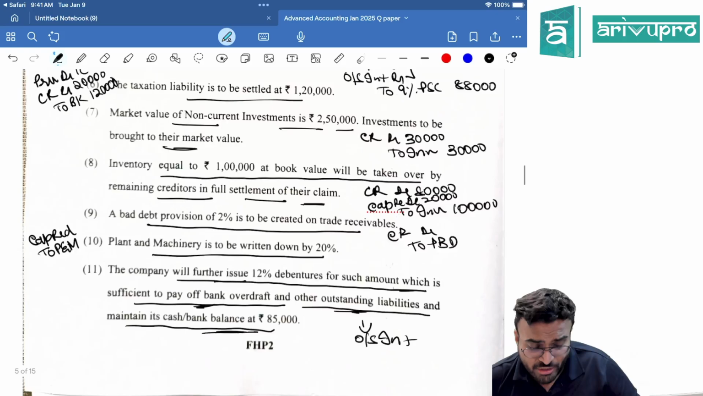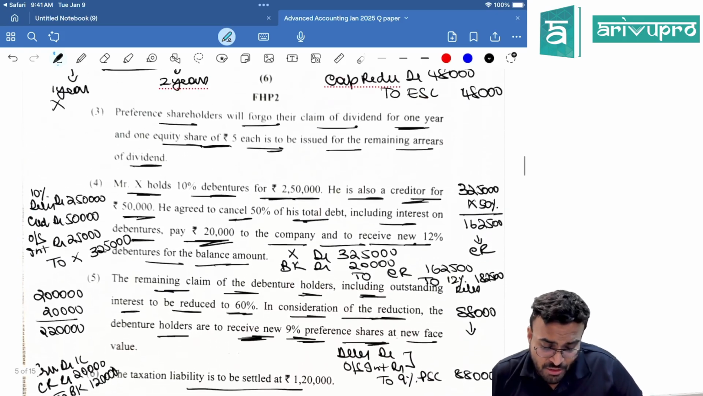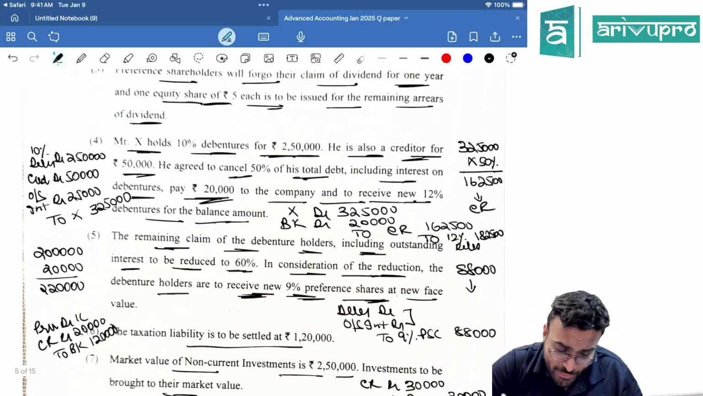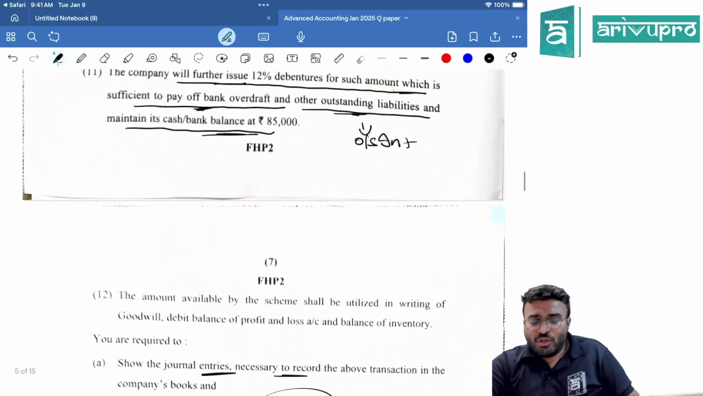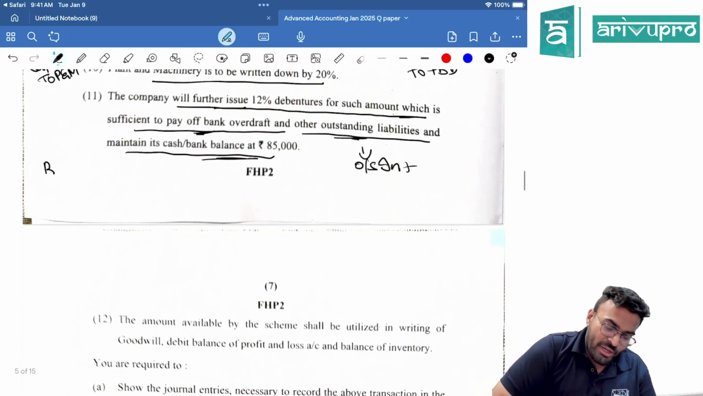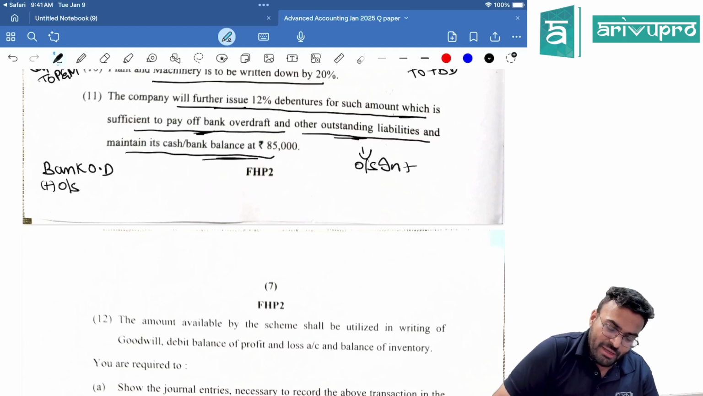Right now in this question, anywhere did you get any money? Okay, the only money that you have received is when X gave you some 20,000. X gave you 20,000. That is the only amount you have received. So what you are going to do over here in this question, you are going to see how much is the bank OD, plus remaining outstanding interest.